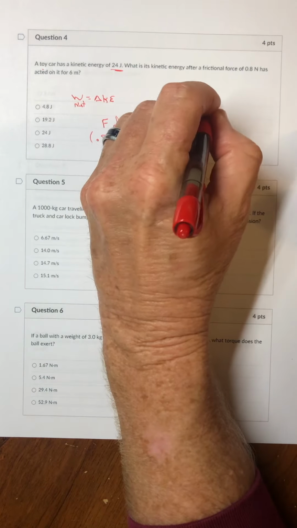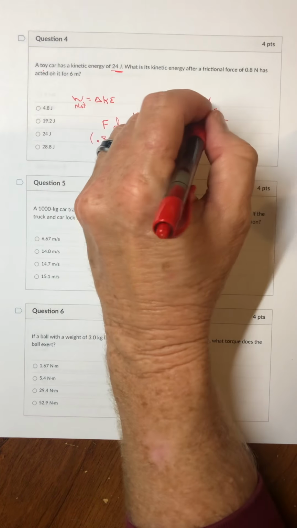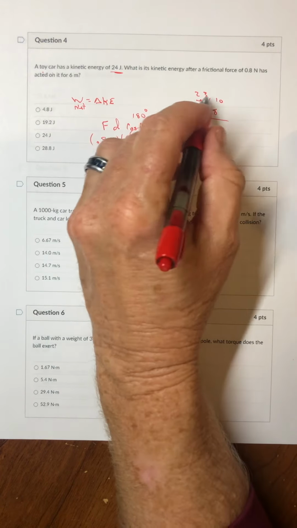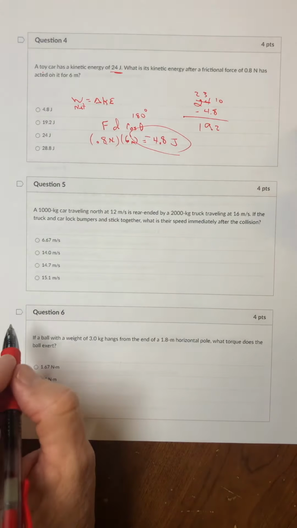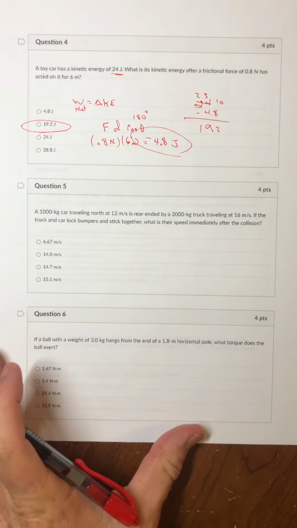So it must be 24 minus 4.8, which I guess we'll borrow there and give a 0.2 and then give a 19. So we should be looking at about a 19.2. Looks like answer B there.